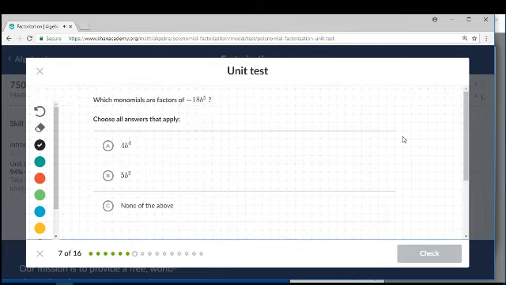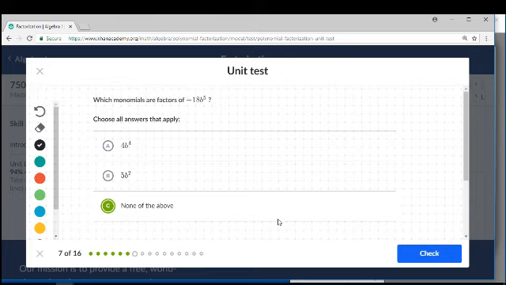Which monomials are factors of negative 18b to the fifth? Well, 4 doesn't multiply into 18, and neither does 5, so I'm going to say none of the above.